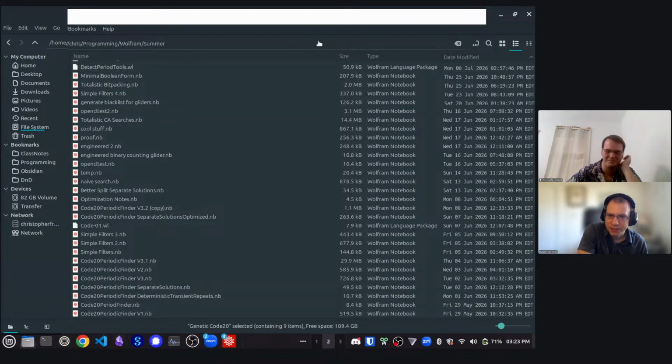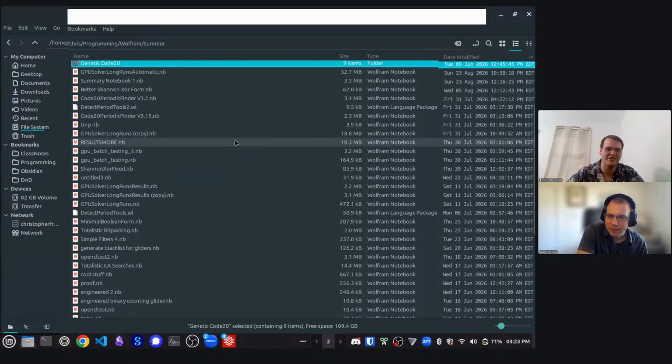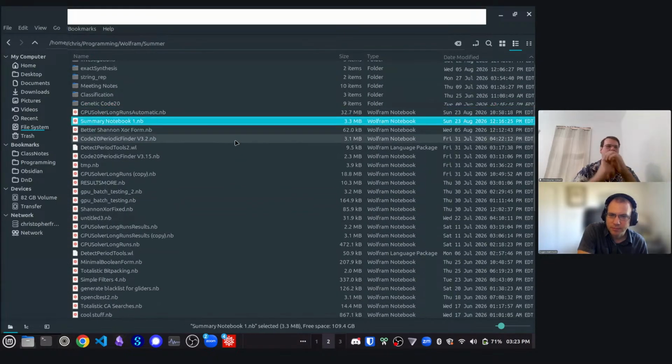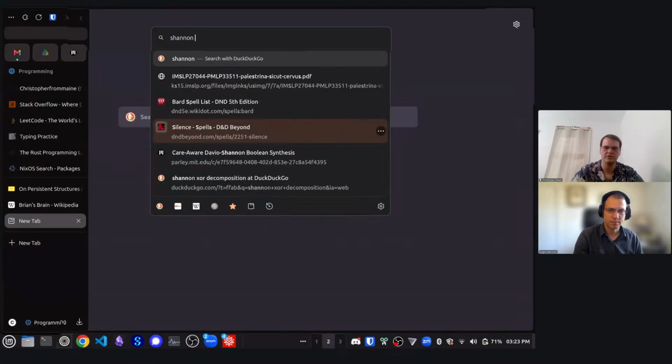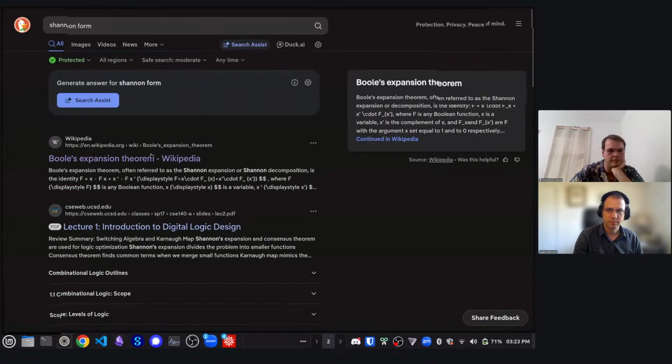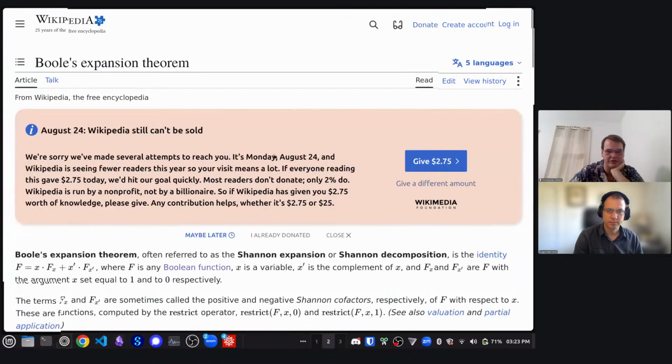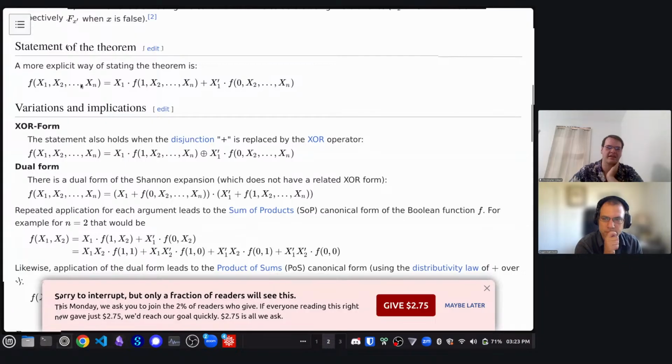But wait, did I see a Shannon something? So that algorithm I came up with, there's this thing called the Shannon form of a Boolean expression, the Boolean expansion theorem. Shannon expansion. If you want to represent a Boolean function as a circuit, you can say: the first variable and the top half, or not the first variable and the bottom half. That's very similar to what I did.